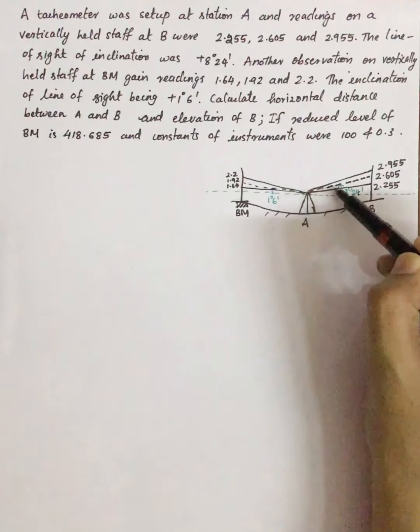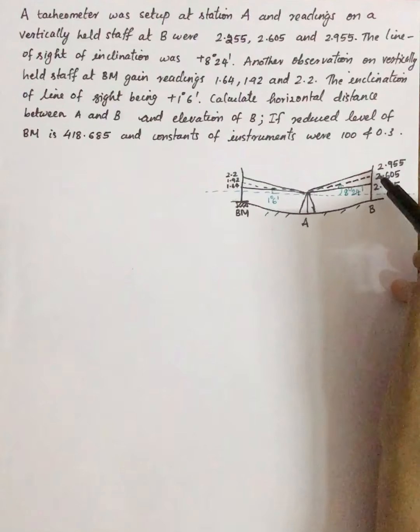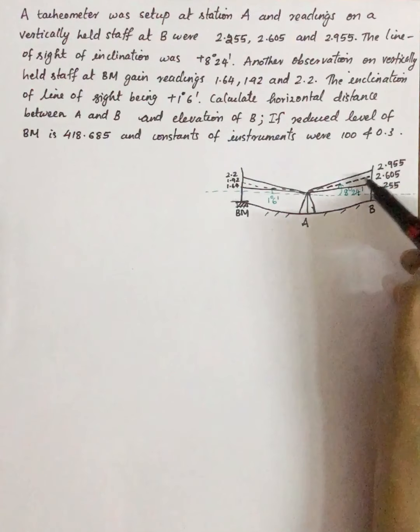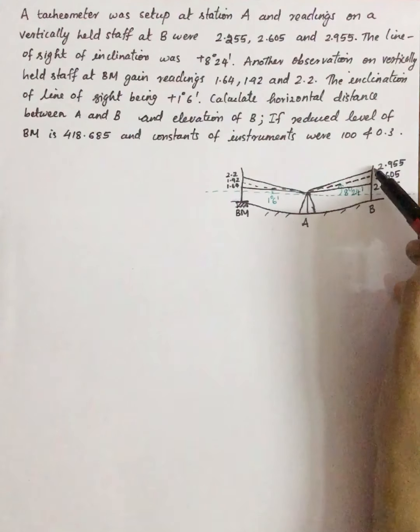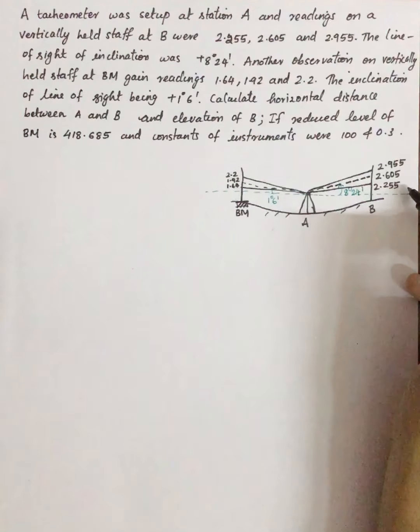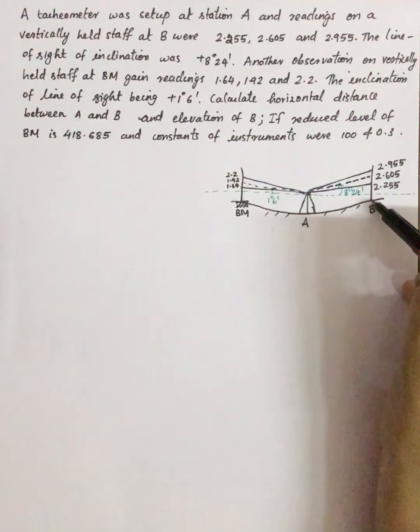You have an inclined line of sight. Corresponding to the line of sight, you got the central reading 2.605. Another reading from the tachometer is 2.955, corresponding to the upper stadia hair, so it is the upper reading. Now 2.255 corresponds to the lower stadia hair, that is the lower reading. So you got 3 readings, upper, central and lower, at station B.